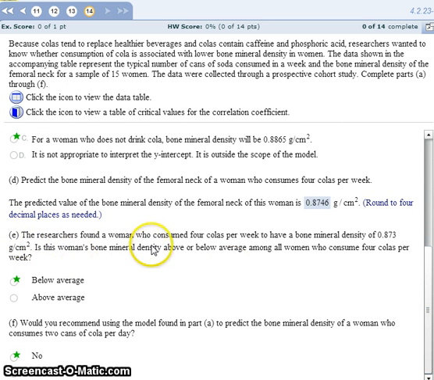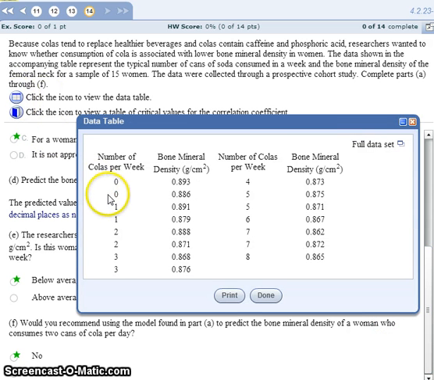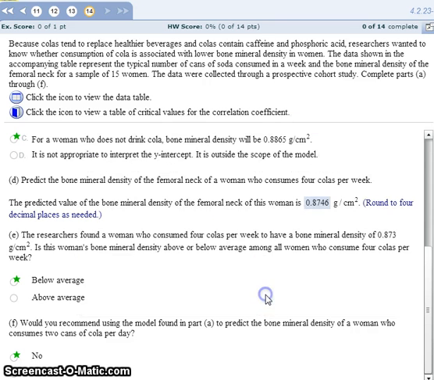Researchers found a woman who consumed 4 colas per week to actually have a density of 0.873. This is below average. Here's the average that we predicted, and this person was below average. And would you recommend using this model to predict bone mineral density for a woman who consumed 2 cans of cola per day? Look at our data again. Not 2 for the whole week, but 2 per day, which would put that woman at 14 colas per week. That's definitely outside the scope of our data. We're only between 0 and 8. So for someone who is drinking 14 per week, no, we don't want to use this model to predict their bone mineral density.